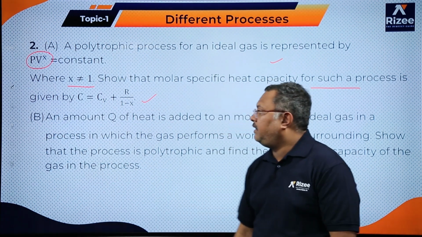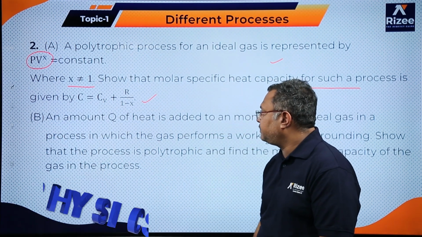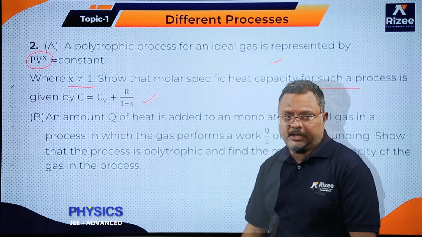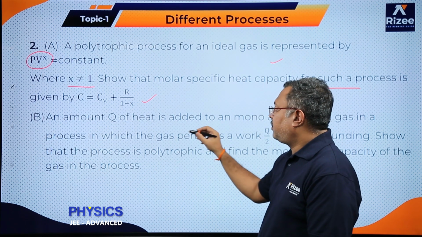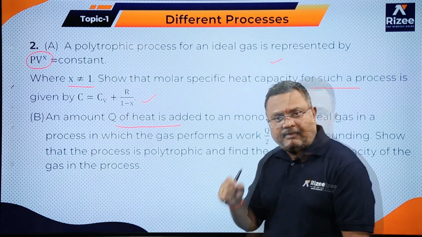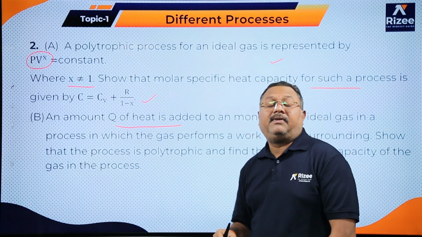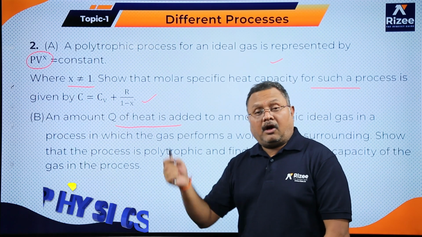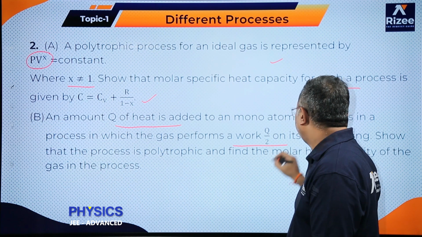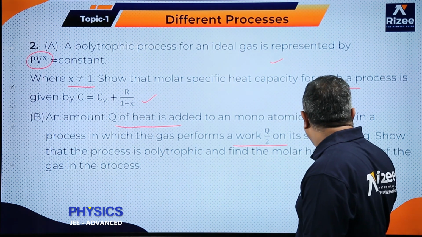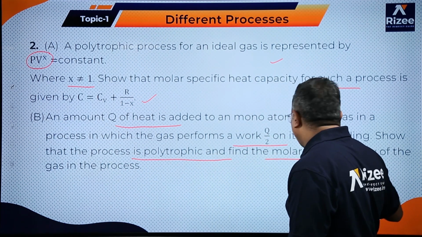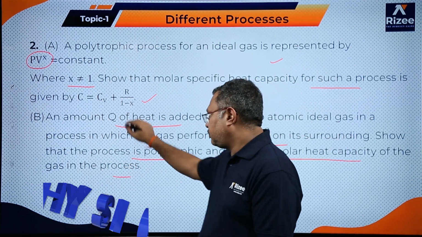Molar specific heat C is equal to Cv plus R by 1 minus x. We have to show that this is the molar specific heat. Next one, in the second part of the question, if Q amount of heat is supplied to the system, and of that heat, Q by 2 is utilized to do work on its surroundings, then he is asking: show that the process is a polytropic process and find the molar heat capacity of the process. That means he is asking us to find the C value.